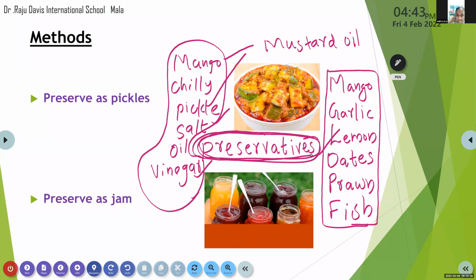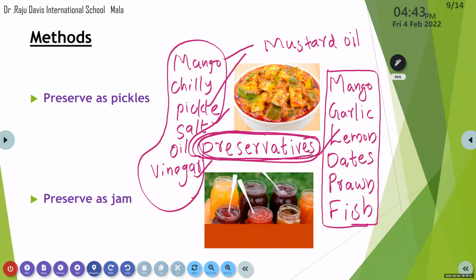What is the meaning of that word preservative? The substances we can add to the food so it does not get spoiled, it lasts for years. In order to make it last for years. Yes, it doesn't get spoiled when we add these preservatives to these food items.